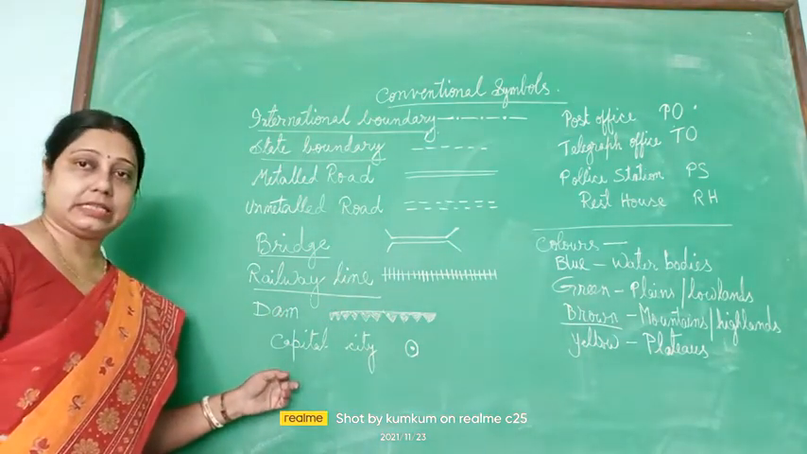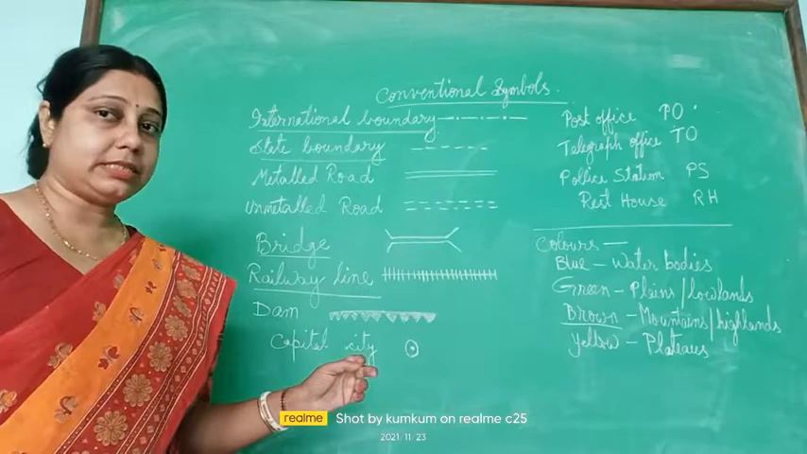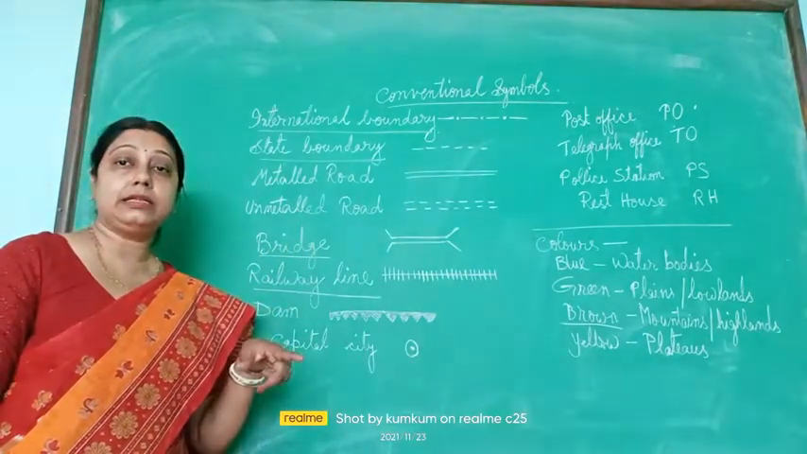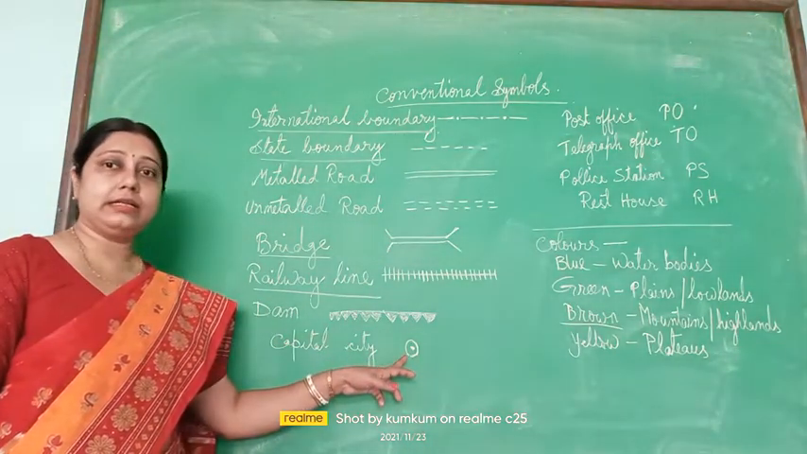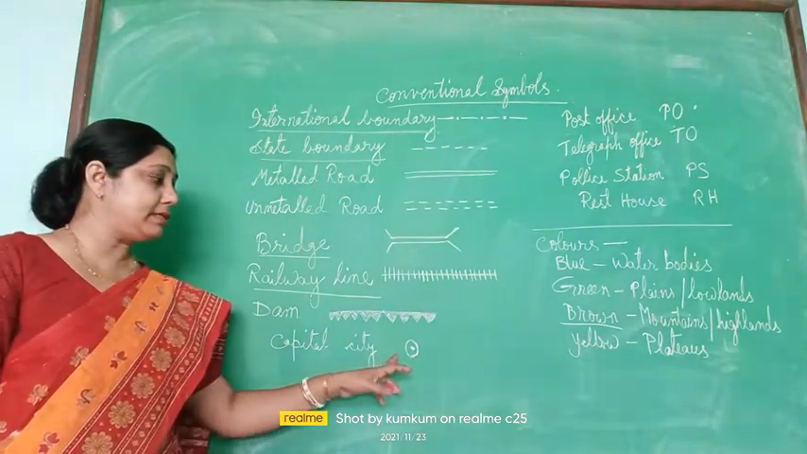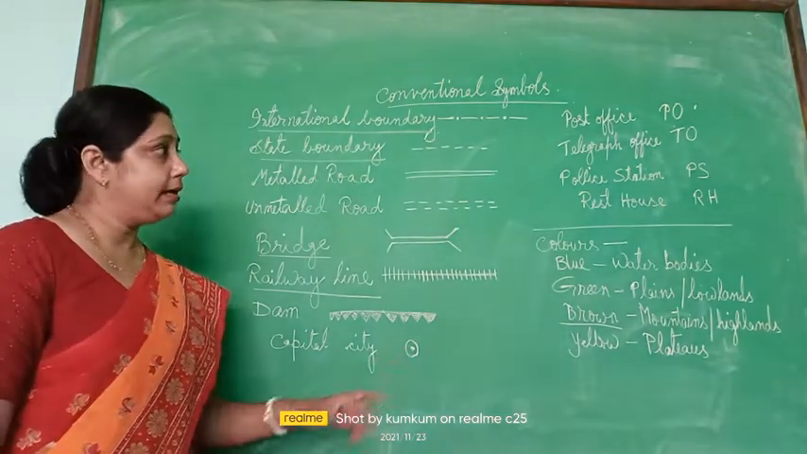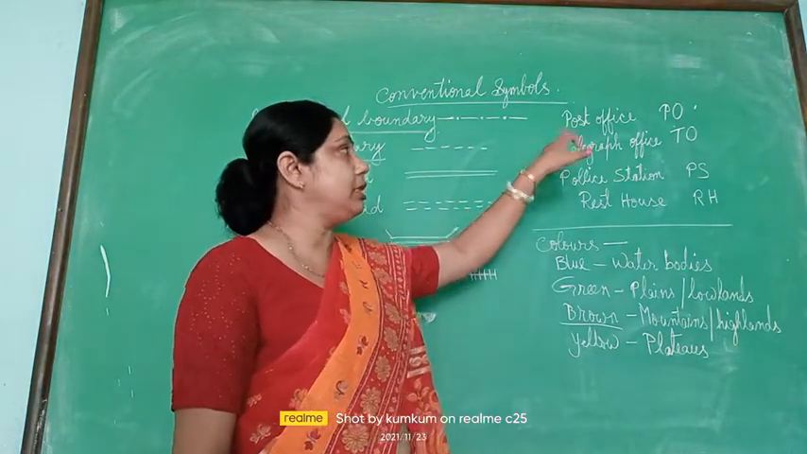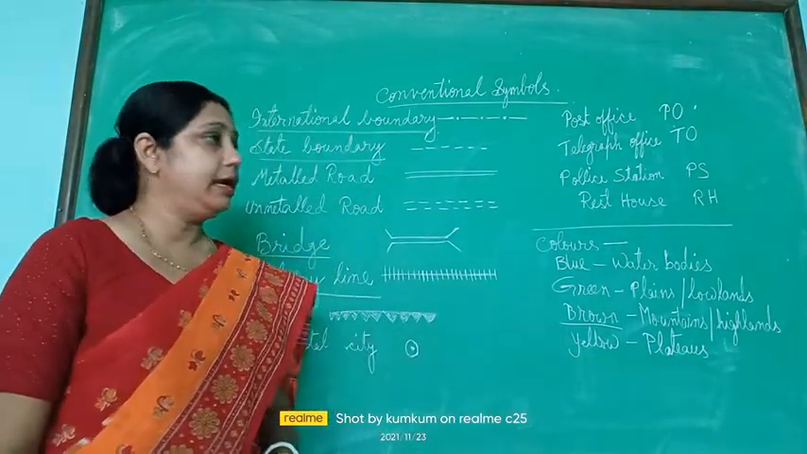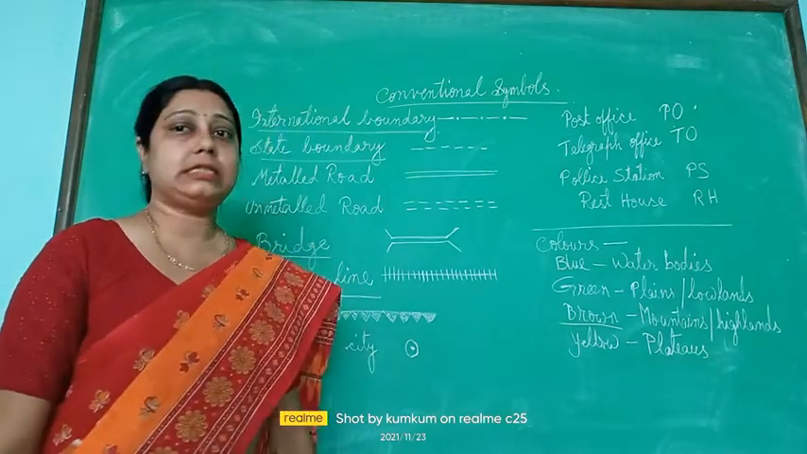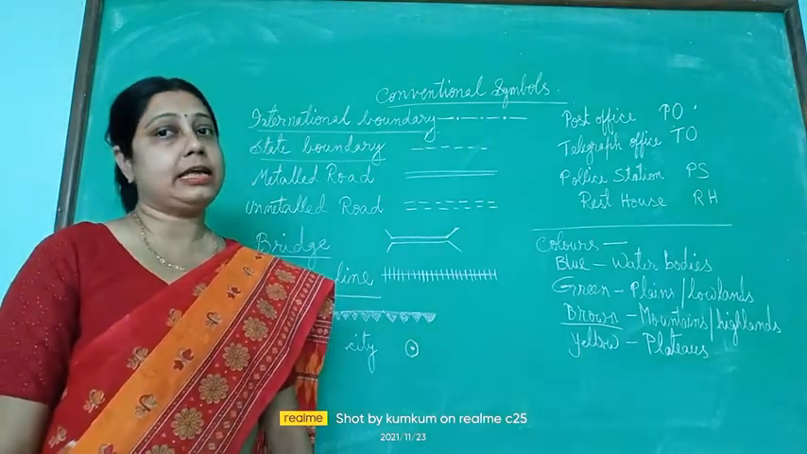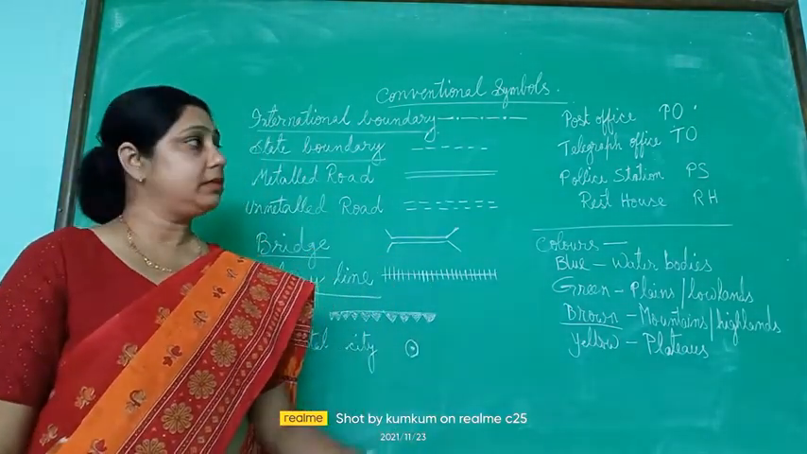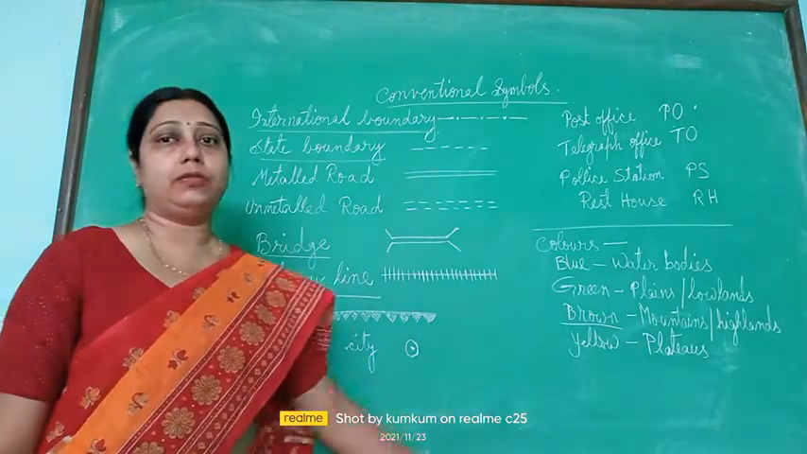Next comes the capital city. The capital city in the political map, you can see one dot is there and it is encircled, and again one more circle is there. So the capital city symbol is this one. Now comes some alphabetical notation. They are the short forms. Post office is written as PO. Telegraph office is written as TO. Police station is written as PS and rest house is written as RH. It was all about the symbols.